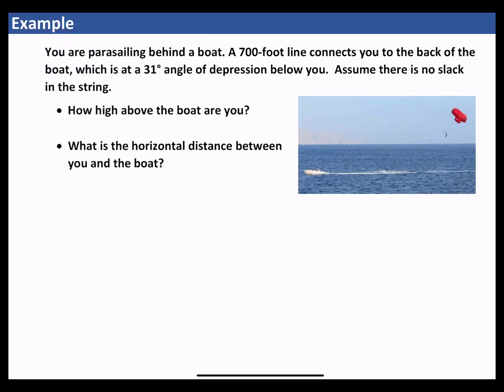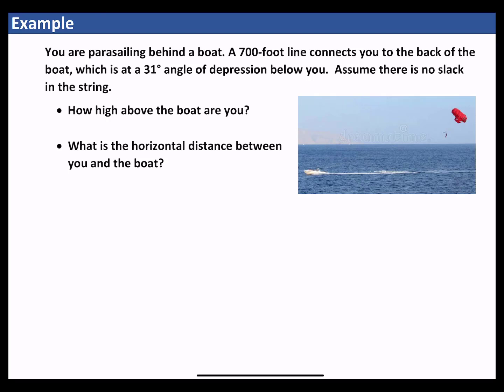So suppose you are parasailing behind a boat. A 700-foot line connects you to the back of the boat, which is at a 31-degree angle of depression below you. Assume there is no slack in the string. We want to determine how high above the boat you are and what the horizontal distance is between you and the boat. So take a moment to draw the triangle that you think represents this situation and label the known quantities.